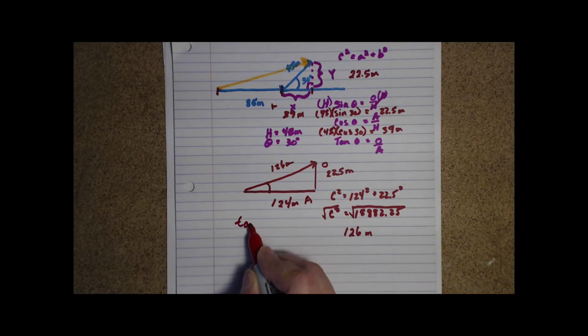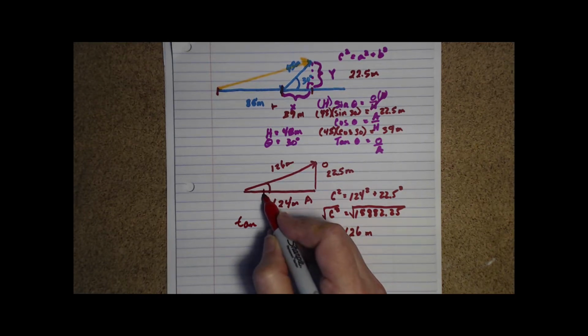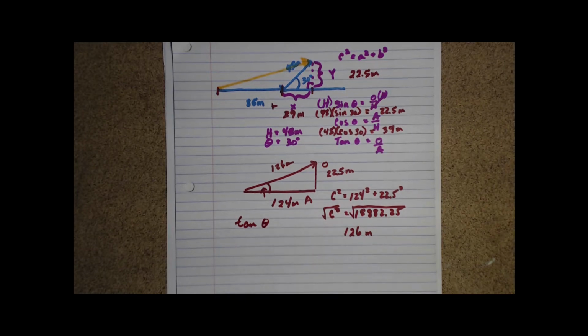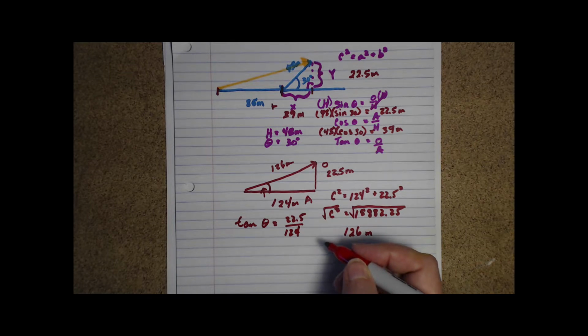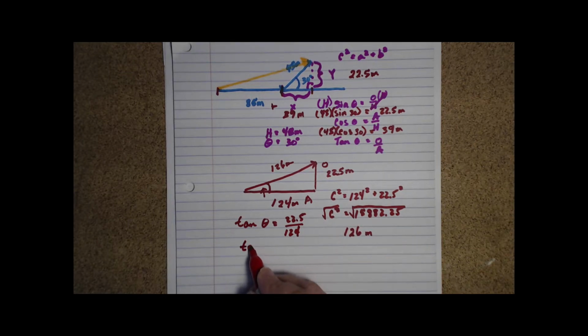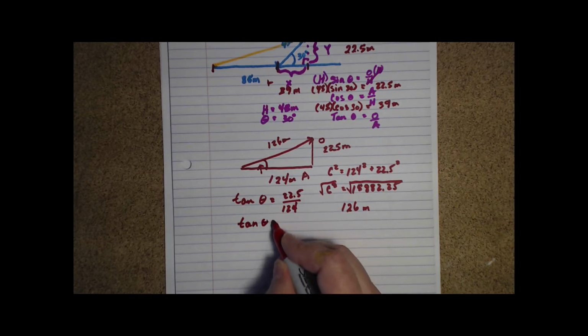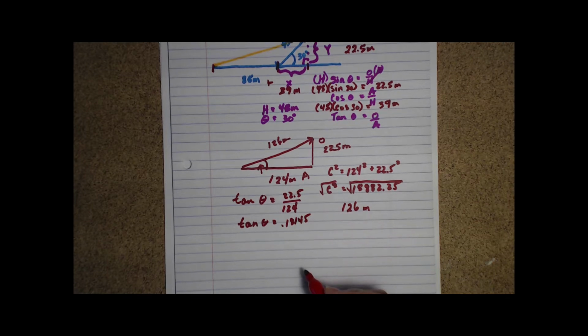So the tangent, and this, remember, is not my original theta. This is one that I don't know. I'm trying to find the number of degrees. Is equal to 22.5 divided by 124. All right? So the tangent of theta is equal to 0.8145 and a bunch of other stuff.